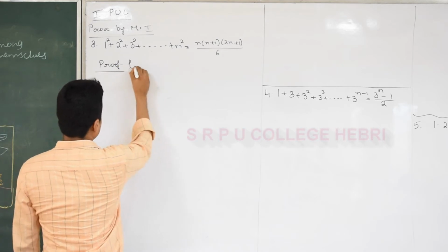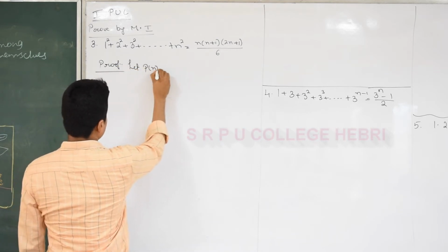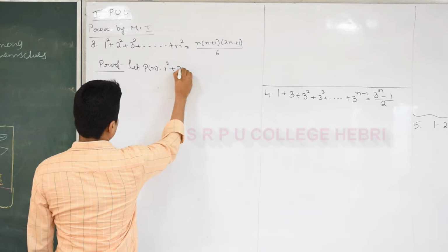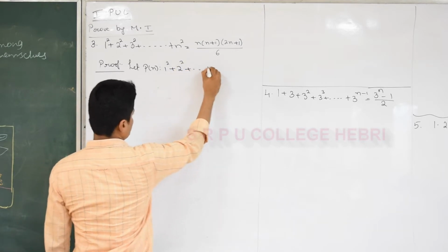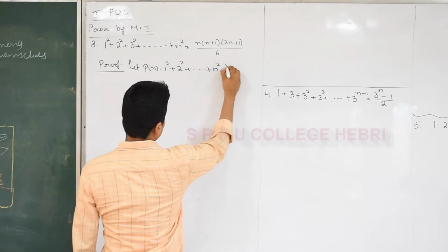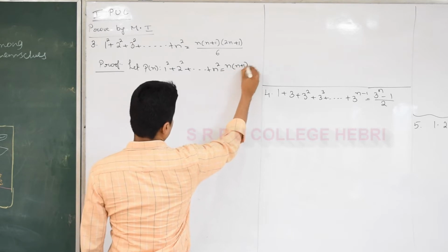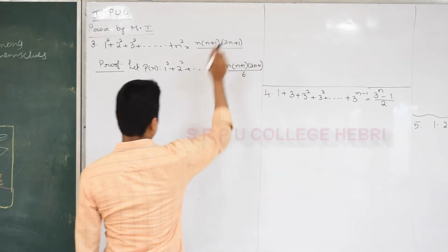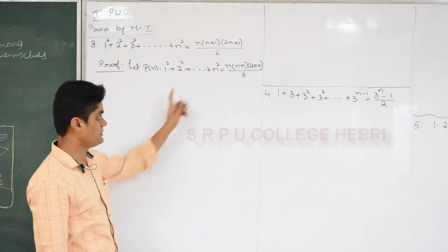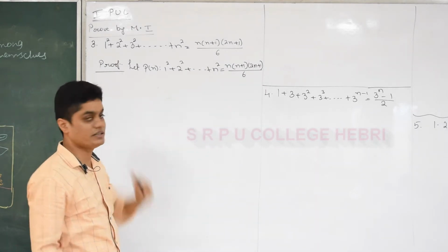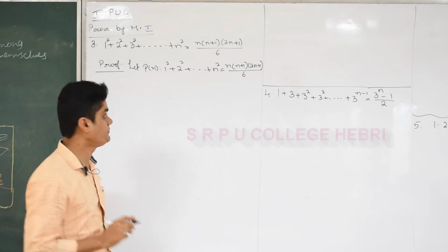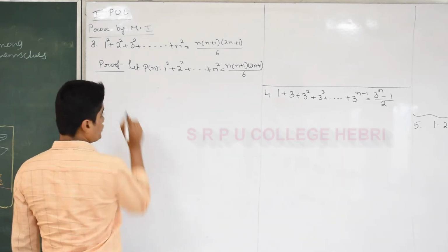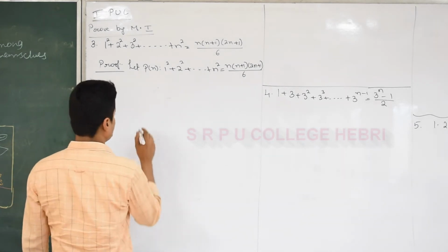Take the given statement as p of n. It is enough if you write the first two terms, the last term, and the right hand side. Write down the given statement again in the exam, because you will not have the question in the answer paper. So you have to write the given statement and call it p of n. Now we have to verify whether this result is true for 1 or not.